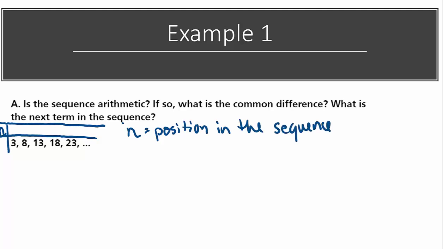So the first number is the first position. Second number is the second position, so on and so forth. Now notice that we cannot have an n value that is less than 1, because then it would be in position 0, and that wouldn't make sense. And also notice that n are natural numbers.